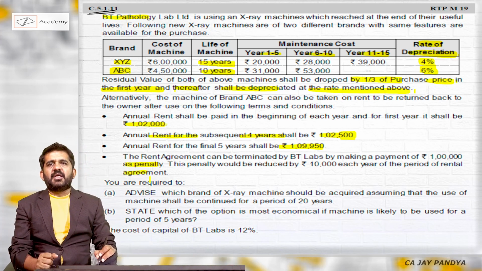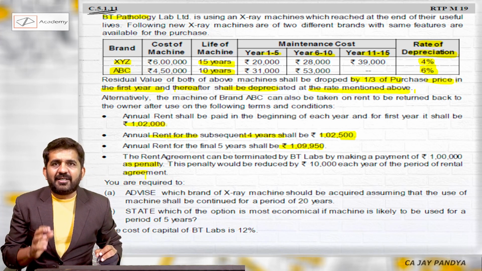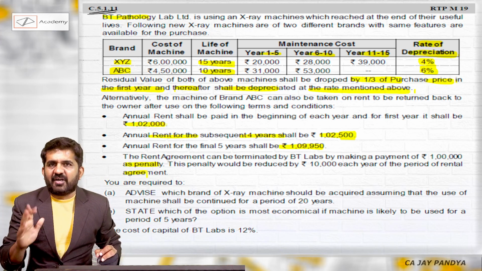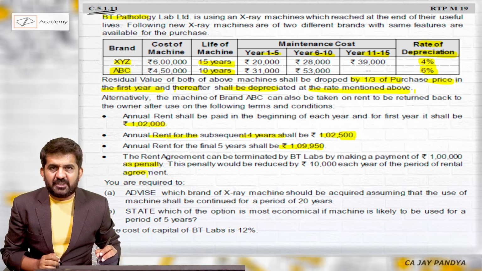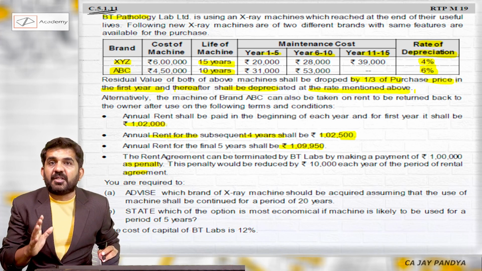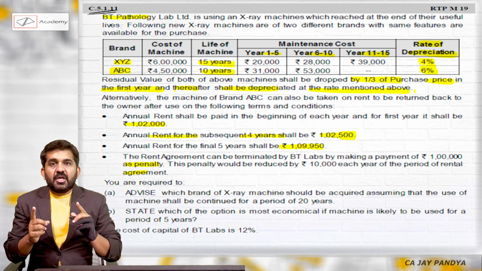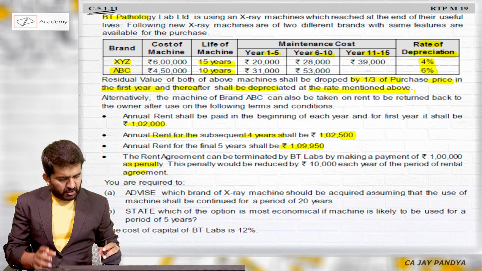So what does this mean? If you are cancelling on the day on which you are entering into the agreement, your penalty will be 1 lakh rupees. After 1 year, your penalty will be only 90,000 rupees. If you are cancelling after 5 years, your penalty will be only 50,000 for cancellation of the contract. If you are cancelling after 10 years, then there will be no penalty.